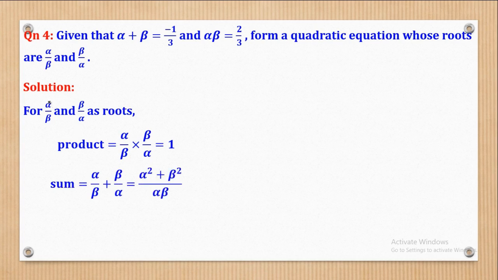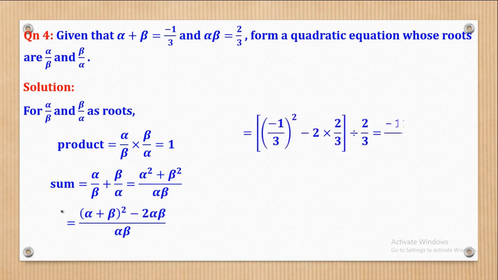Then the sum, it means that you will add this plus this. So to add, you will get the LCM. LCM is alpha beta, which is here. Therefore, this divided by this, you get alpha. Alpha times alpha is alpha squared. Then this divided by this, you get beta. Beta times this, you get beta squared, which is here. But you already know that alpha squared plus beta squared is equal to this.